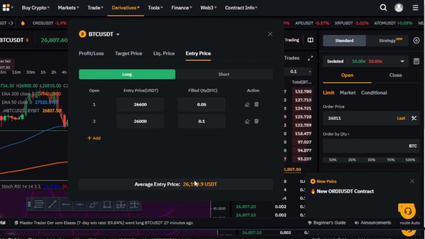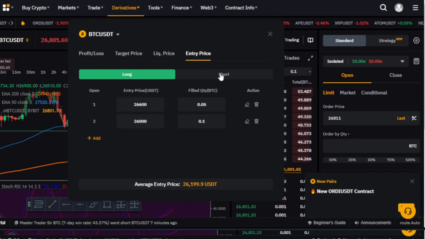So if the market moves to 26,300, I'm already in profit. 26,400 and I'm already in profit. If it comes back to my first entry, which is 26,600, I'm already in a lot of profit. I can close the trade or use a trailing stop to follow the trade at this point. It is as simple as that. That is what the target or the entering price here does for you.